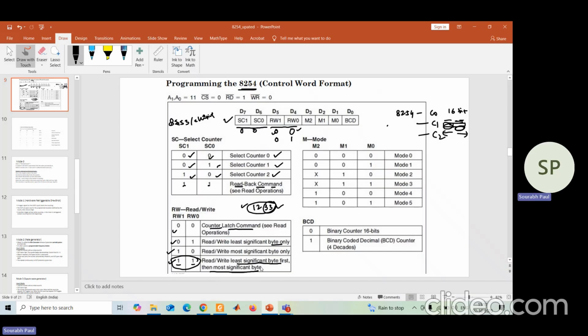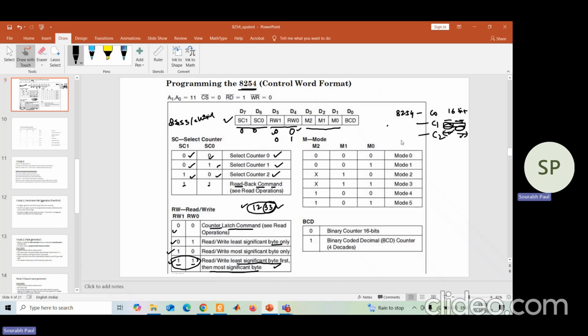You have to select both the bytes. So first of all, we have to do the selection of the first right hand side byte, followed by the left hand side byte. Okay. Now, the next three fields, M2, M1 and M0. These are the most important fields here. They will be deciding one of the modes of 8254.